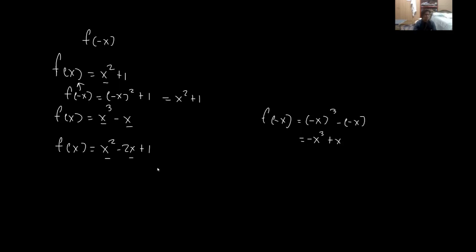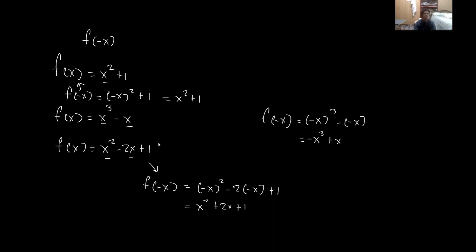And lastly, for this one, if I substitute negative x, I will have negative x squared minus 2 times negative x plus 1. So this is what? X squared plus 2x plus 1.